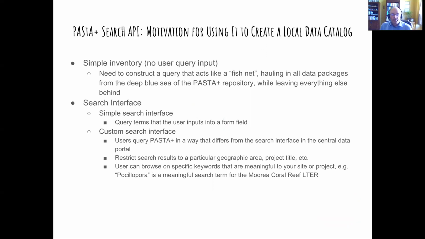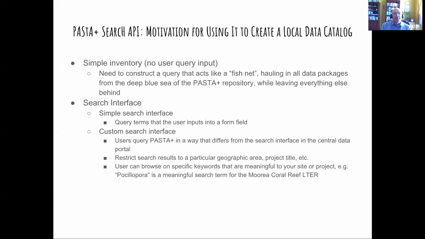What are some of the possible motivations for learning and using the Pasta Plus Search API to create a local data catalog? First, we could use the Search API to build a static local catalog listing or inventory. In this case, our program is not accepting query input from an end user, but we're constructing the entire Pasta Plus query ourselves and displaying a table of matching documents for our local site or project. In that table, we display things like the document's DOI, title, authors, keywords, and perhaps the abstract, and links to the full metadata and data objects.